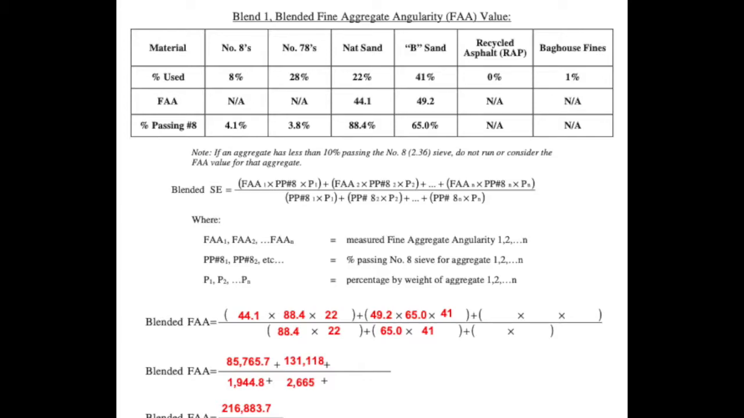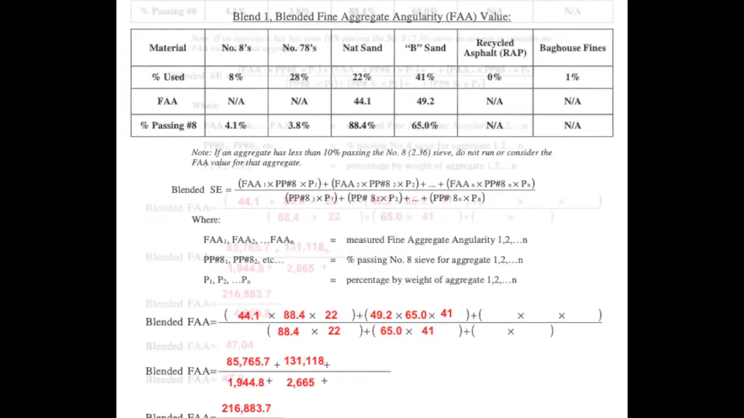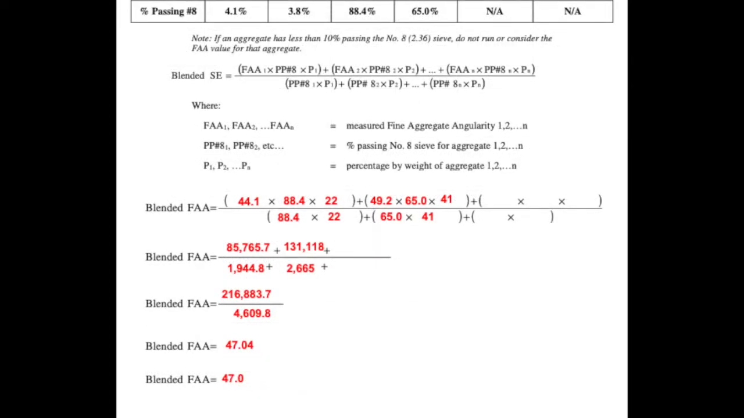Underneath, we're going to divide that by the percent passing the number 8 times the percent material used in this blend. Using the table above, plug those numbers into the step-down formula below, and we will arrive at a blended FAA value of 47.0.